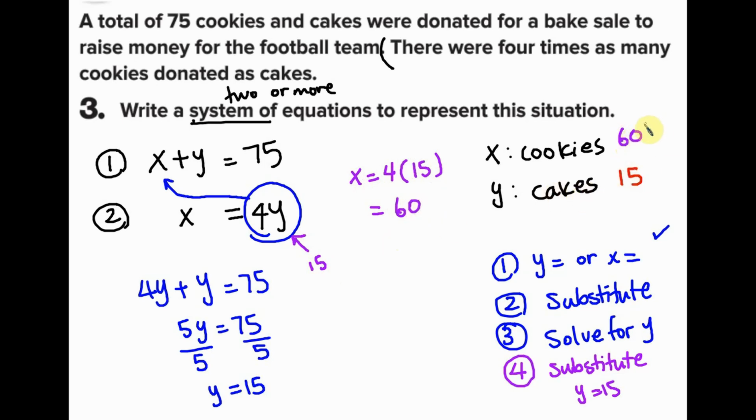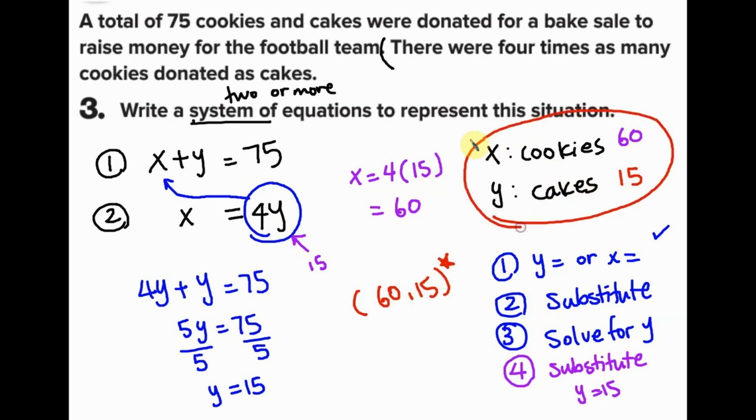So let's double check. 60 plus 15 is 75 total. And when I'm looking at it, I do have 4 times more cookies than cakes because 4 times 15 should get you 60. And here, my answer will be, if you write in coordinates, I will have (60, 15). Since this is a real life situation, this one right here could be also my solution set.